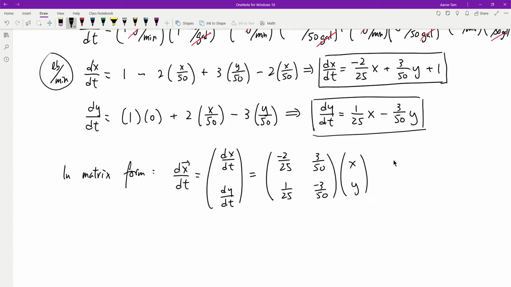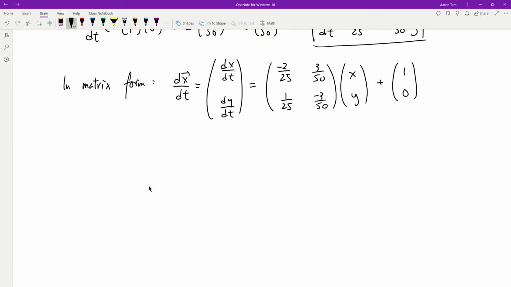Multiplied by the vector b. So that would be how the system would look if I were to write it in matrix form. And of course, right now it doesn't matter because we're not using the matrix form to solve the system anyway. So now let's try to solve this system.